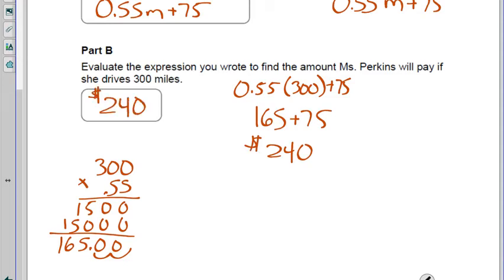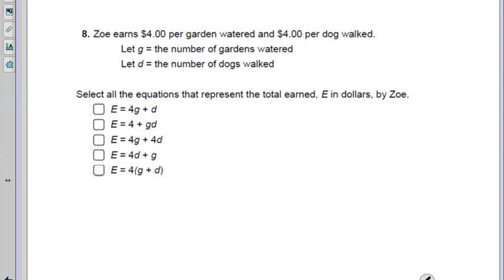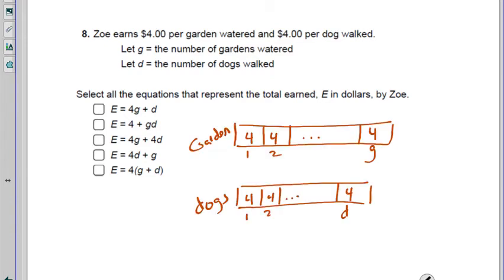All right, question 8. Zoe's earning some money. $4 per garden watered and $4 per dog walked. She waters G gardens and D dogs. Let's make some bar models to look at that. And so it's $4 per garden, $4 per dog, G gardens, D dogs. All together, this is 4 times G, G groups of 4. This is 4D, D groups of 4, and we're going to put those together for the total amount.